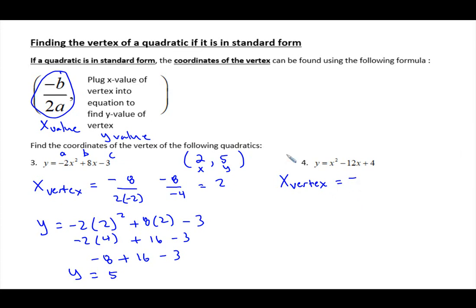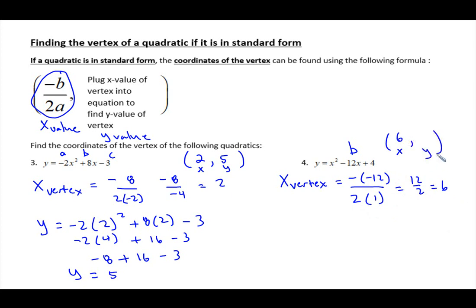So we have negative, so always put the negative first because that's in the equation. And then b is -12, so you need to have another negative. All right, so the first negative is from the equation. The second one is because b is -12, over 2 times a, which is 1. So you work this out, so this will become +12 over 2. All right, so 12 over 2, so that's going to give me 6. So I just figured out that the x value of the vertex is 6.